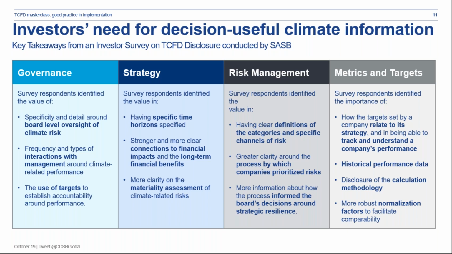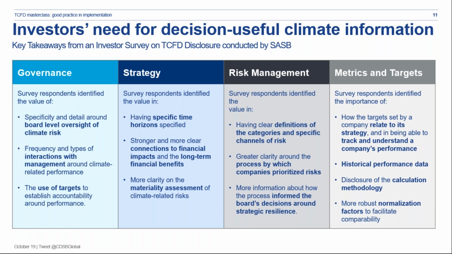Moving to strategy, some of the feedback we heard there was first, the value in having specific time horizons specified with respect to descriptions of the company's strategy to mitigate risks or to capture opportunities. In addition, we heard the desire for stronger and clearer connections to financial impacts, including company expenditures to achieve these strategies, as well as the long-term financial benefits resulting from them. And this really resonated with some of the results that the TCFD found themselves in their 2019 status report. Additionally, investors expressed a desire for more clarity around how companies assess the materiality of climate-related risks to their business, so the process by which they determined which risks really rose to the level of financial materiality.